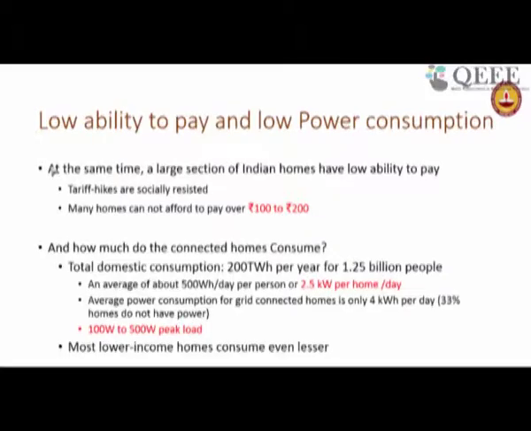Now this is very important because as we start doing various things, we will see that it causes a serious problem. Even if I take the 30% or 33% who are disconnected and only the 67% are consuming this, it comes to 4 kilowatt hour a day. So with 4 kilowatt hour a day, what will the peak load be? 100 to 500 watt, that's the kind of peak load there will be. Most lower income homes will consume less. This is the average, taking off the 33% who are not connected.